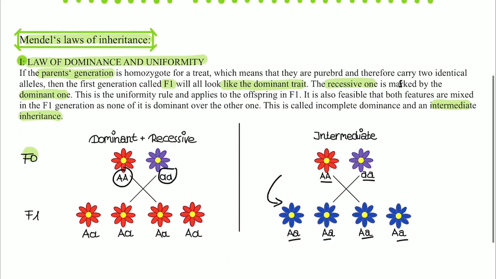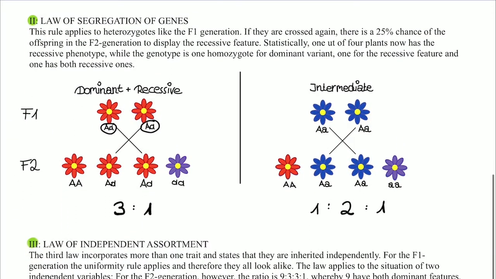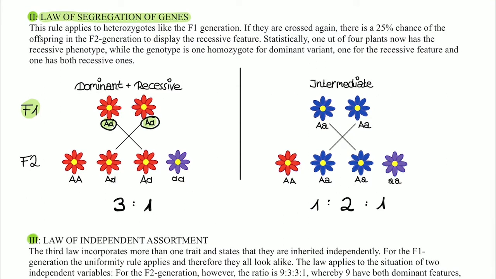So the second law is the segregation of genes. Here we're talking about the F1 generation, which are heterozygote, which means that their alleles are not the same. So in the F1 generation, all of them have one dominant and one recessive allele.